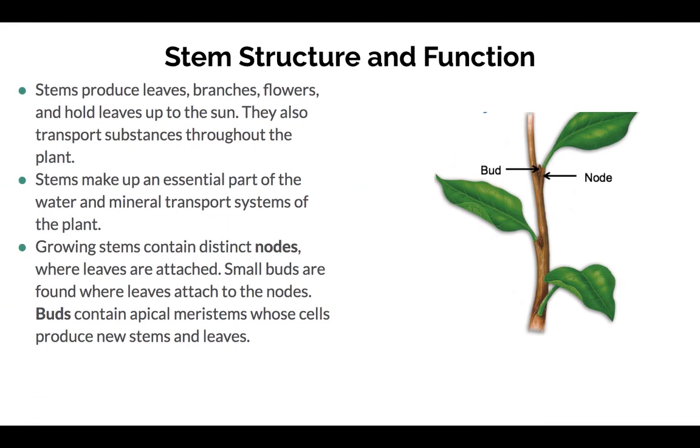So stems produce leaves, branches, and flowers, and they hold leaves up to the sun. They also transport substances throughout the plant. Stems make up an essential part of the water and mineral transport systems of the plant.